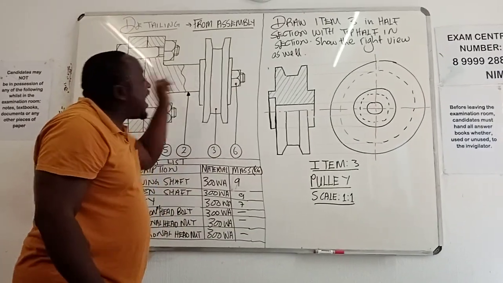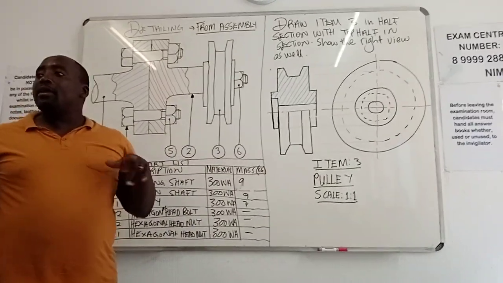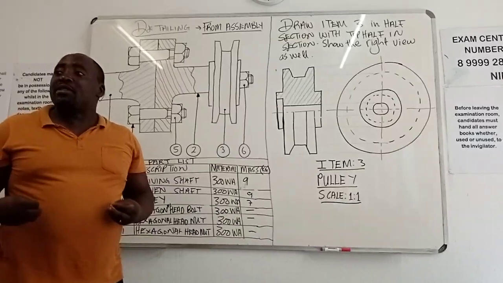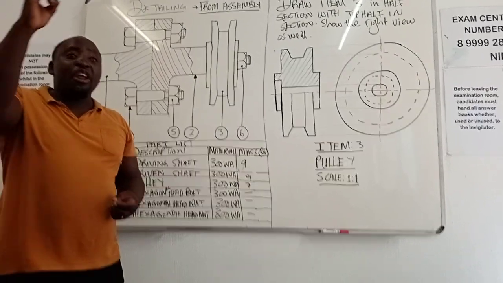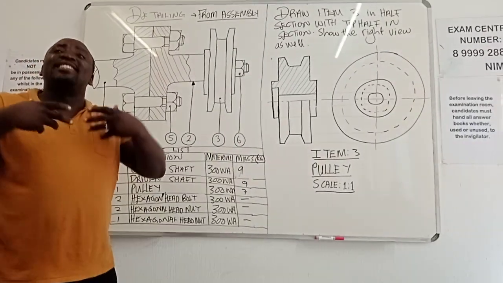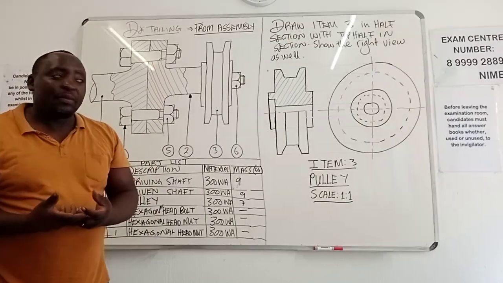Have I drawn other items? No. I've only drawn what? Item number 3. That is what detailing is all about.